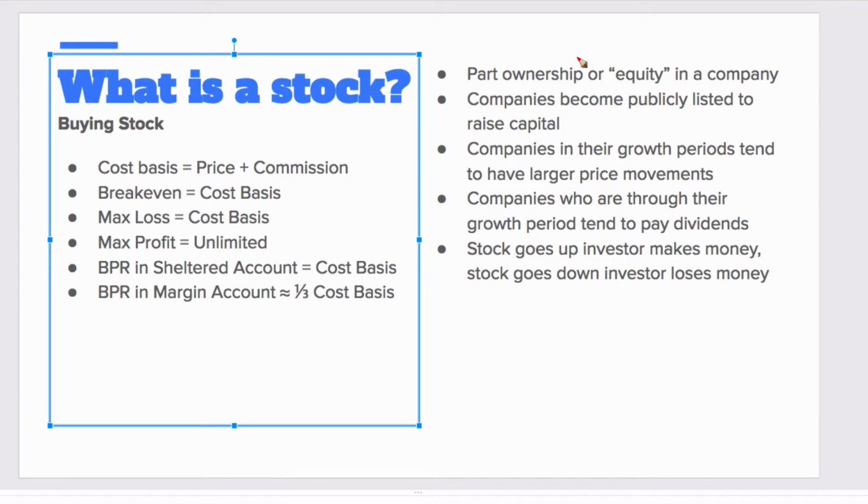Number one, stock. So stock is simply just part ownership, and the financial term would be equity in a company, right? A company makes itself publicly listed in order to raise capital. Many companies, whether they're publicly listed on the stock market or not, they have shareholders, right? They have people that own parts of the company. A publicly listed company just lets anybody, the public, own a segment of the company. So stock is literally part ownership.